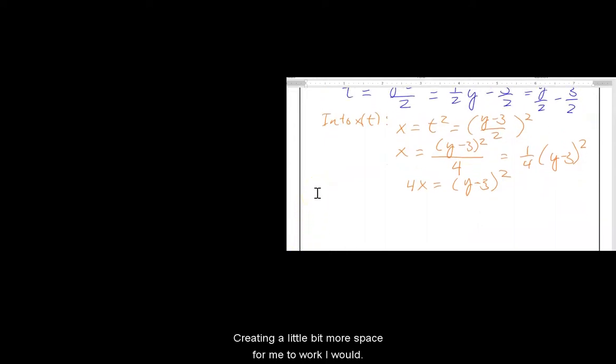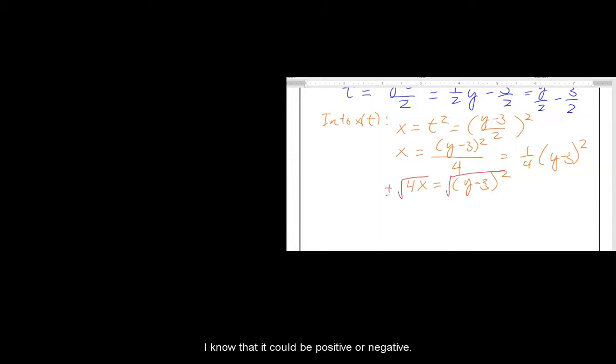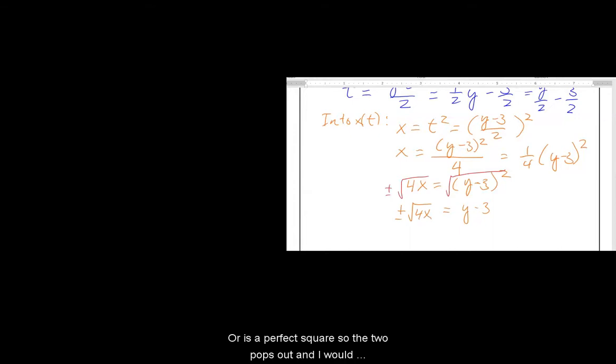Creating a little bit more space for me to work, I would have to take the square root of both sides. When I take the square root of the side without the square, I know that it could be positive or negative. That is going to result in y minus 3 being equal to plus or minus the square root of 4x. 4 is a perfect square, so the 2 pops out, and I would finally get y in terms of x, but in fact, since it's not a function, I should not use function notation and should instead simply write y equals 3 plus or minus 2 square root of x.